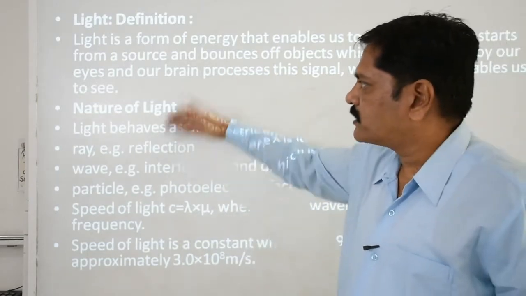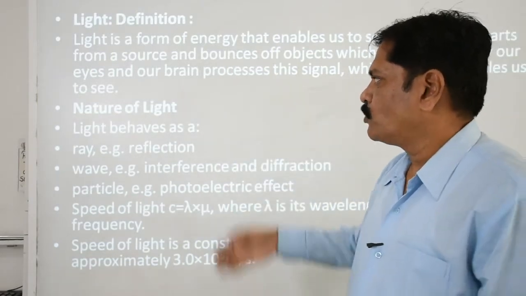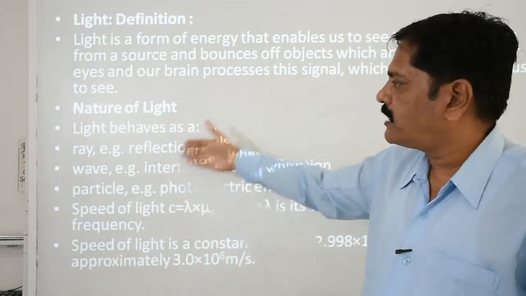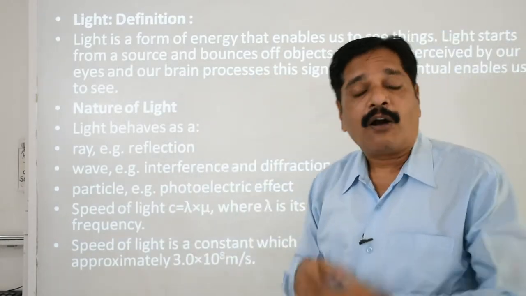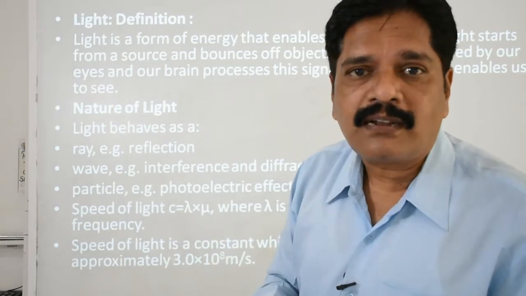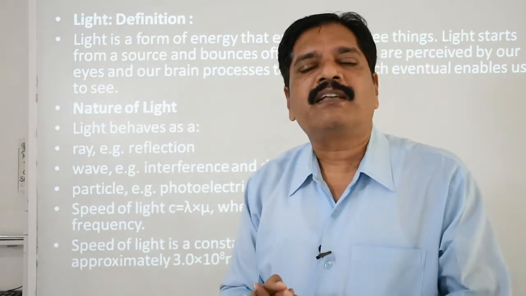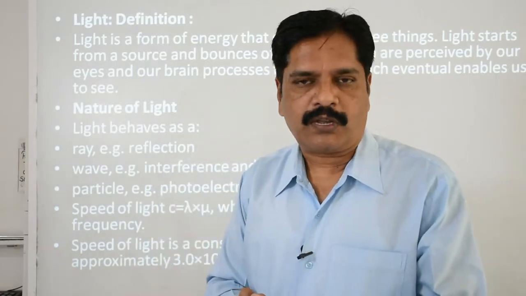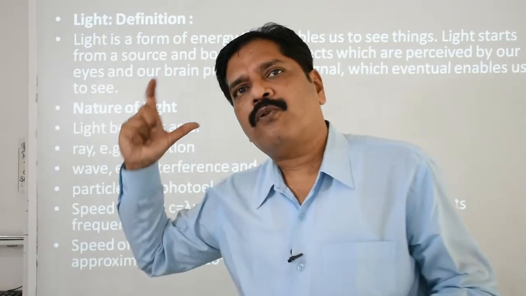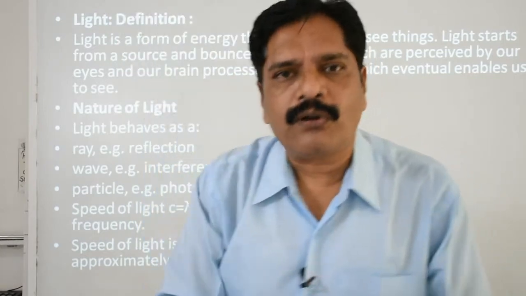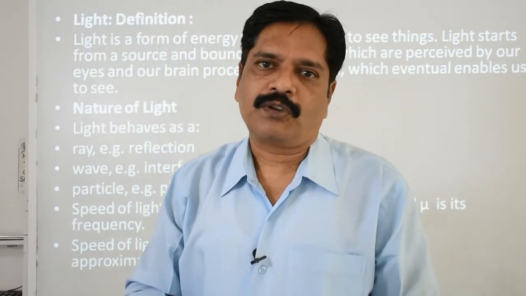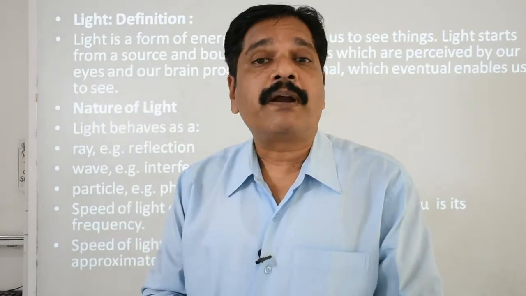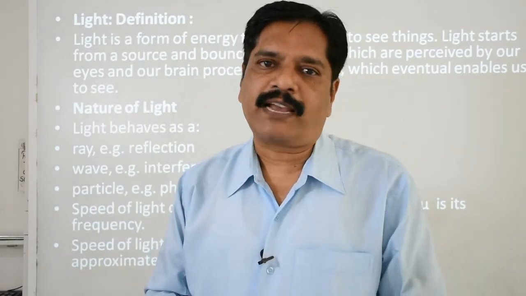Now we are going to discuss the nature of light. If we talk about the nature of light, then it behaves like a ray. How can you prove that light travels in the form of a ray? Just by knowing the process of reflection. What happens when you throw a rubber ball on a hard surface? It will strike it and bounce back to you, but with a certain angle of reflection.